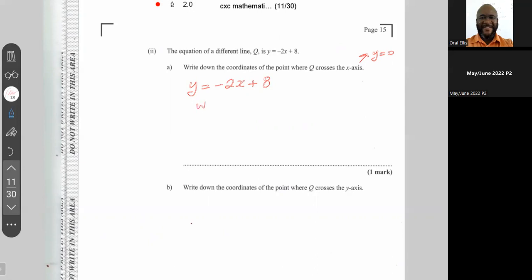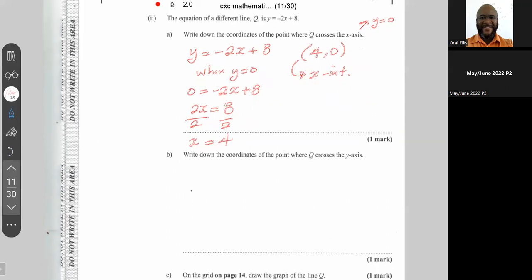So I'm going to say when y is equal to 0, I'm going to have 0 is equal to minus 2x plus 8. And so I'm going to have 2x is equal to 8, divide both sides by 2. I'm going to get that x is equal to 4. So x is equal to 4 is the x coordinate, and y is equal to 0. This is the x-intercept. And that is where Q crosses the x-axis.